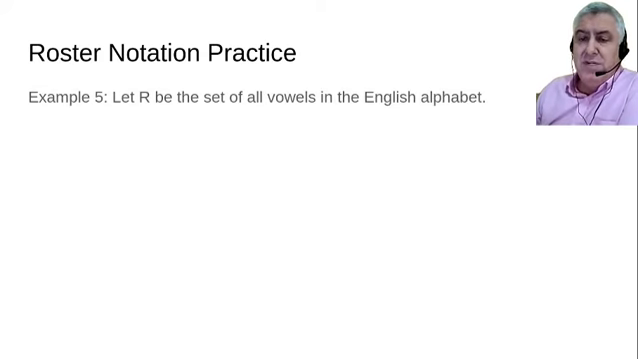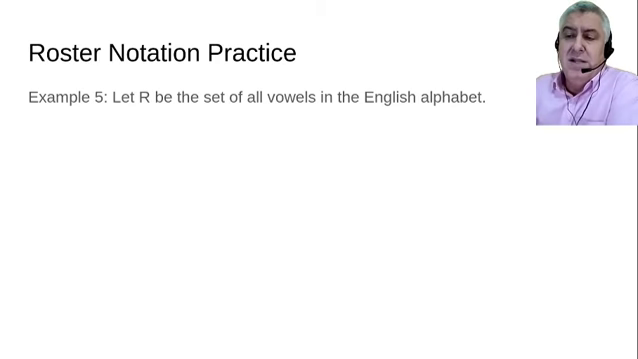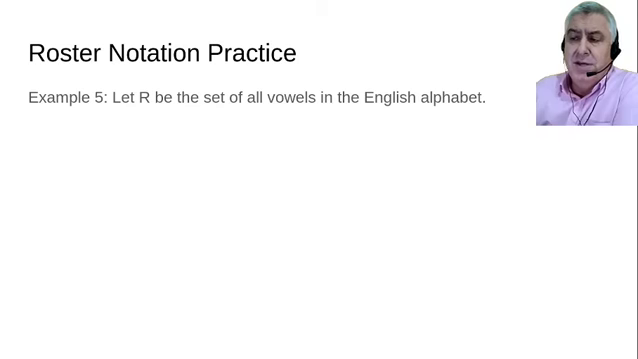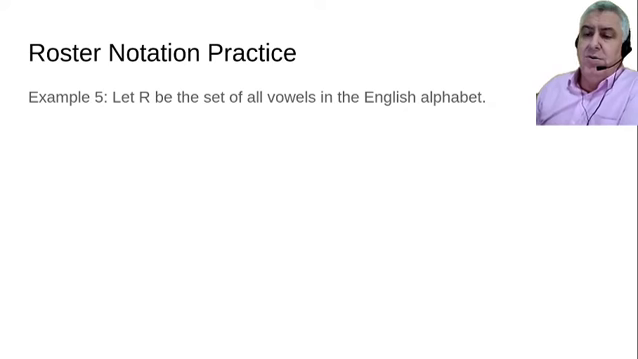Okay, so my first one that we're going to practice on: let R be the set of all vowels in the English language. So vowels, the English alphabet I can read. Vowels are things that make sounds like a, e, u, o. Okay, so go ahead and take a second, write down a note, see if you can write down the set of all vowels in the English alphabet.